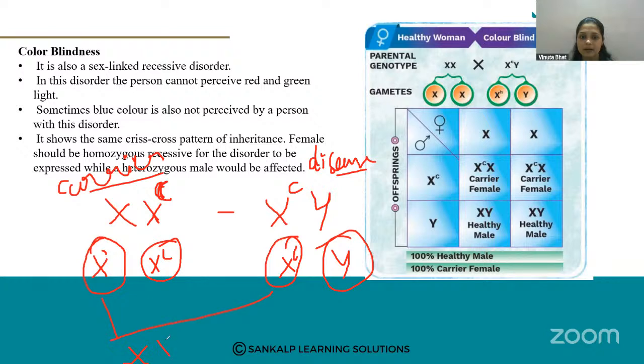So you can see the X. Here she is the carrier offspring, and here next one X C and XC means both are affected. Okay, so here the homozygous condition for this disease, so both are affected. Then XY, so there is the healthy male and another affected male. Okay, so like this offsprings are obtained.